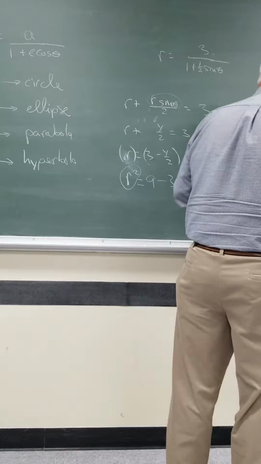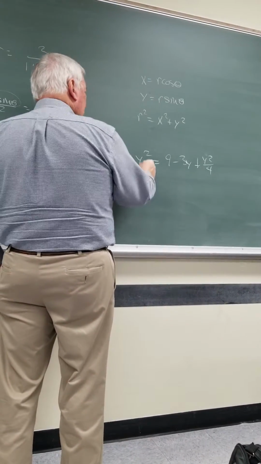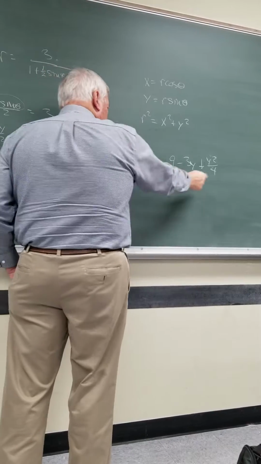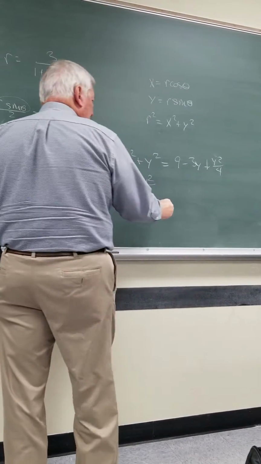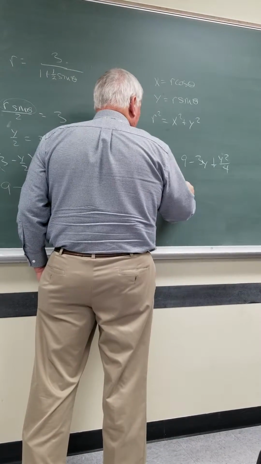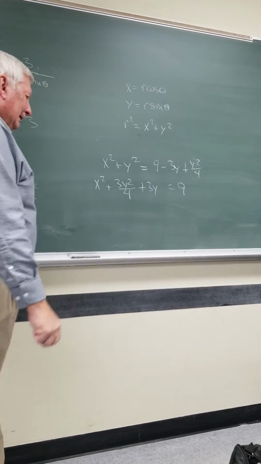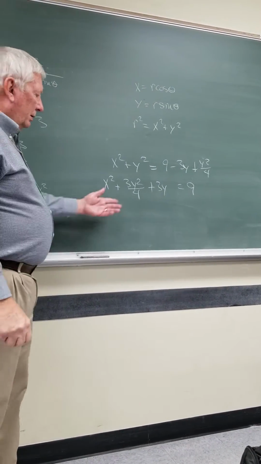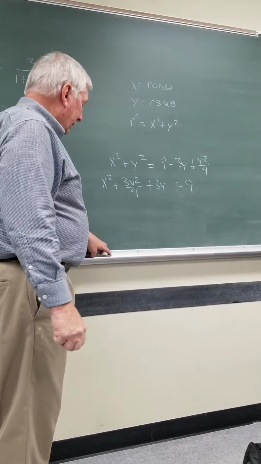Get all the y terms on this side. X squared plus 4y squared over 4 minus y squared over 4 is 3y squared over 4, plus 3y is equal to 9. Well, if we complete the square on the left-hand side, it gets messy, but anyway, I guess we can do that.